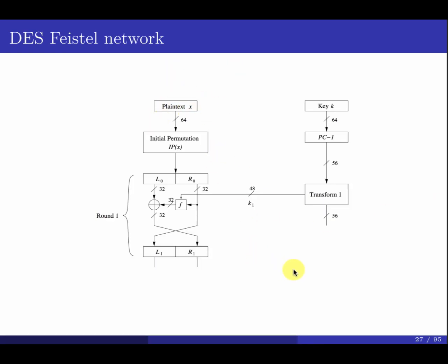Okay, no question, jump to the next one. So we're done for the initial and the final permutation. Now let's take a look at what is going to happen here. All of it is going to be straightforward, right? The only difference is we need to see what's going on inside this function, the round function.